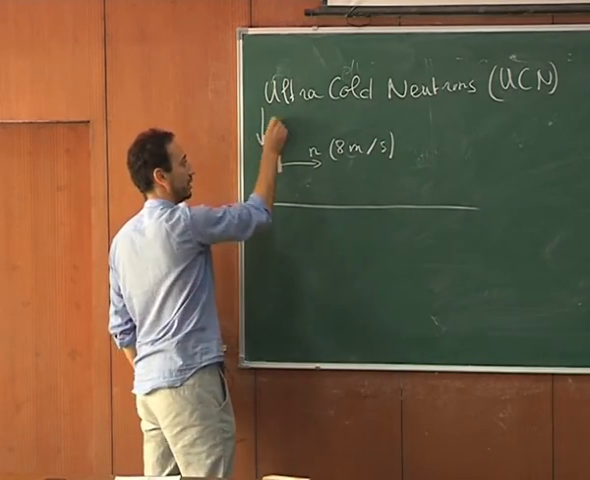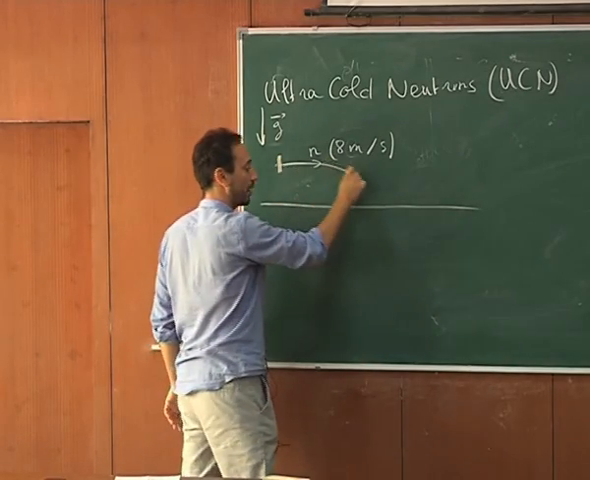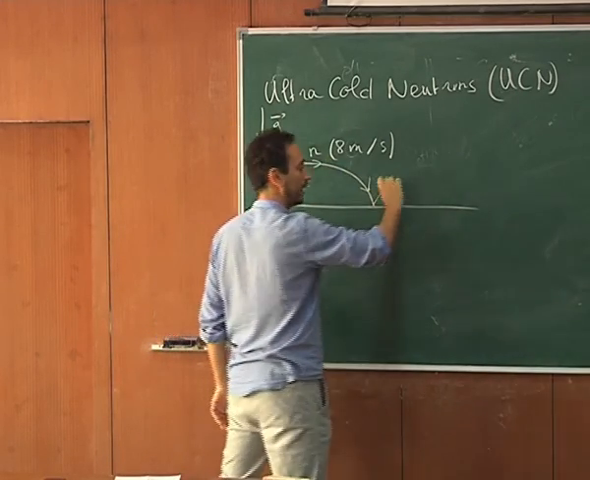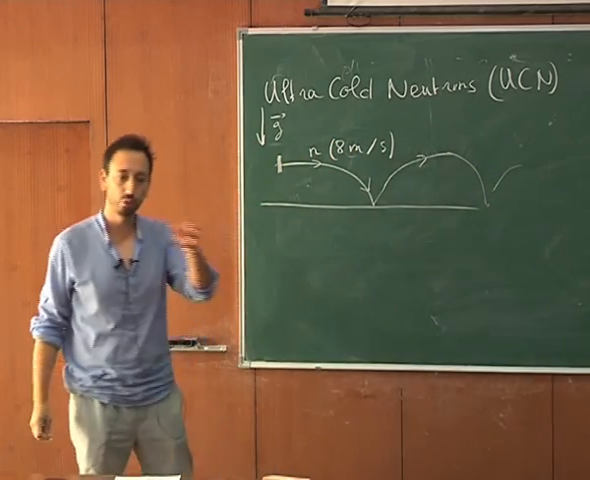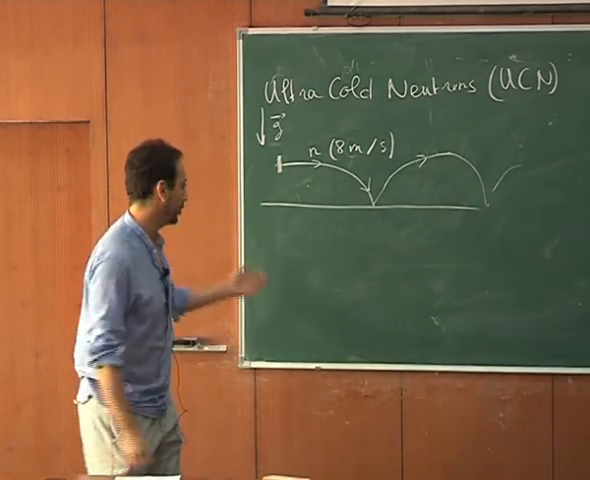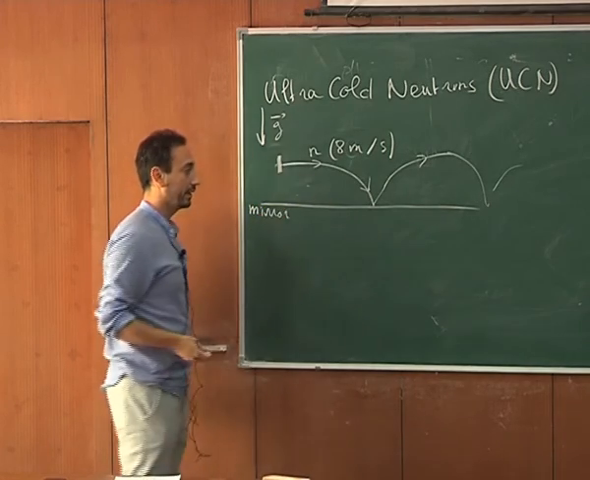Gravity is in this direction, let's say. But if they are very, very slow, they will start feeling gravity. They will fall like that, and they will bounce, actually, and do something like this, like a ball really bouncing. And here, usually, you put a mirror, and you get something like this.